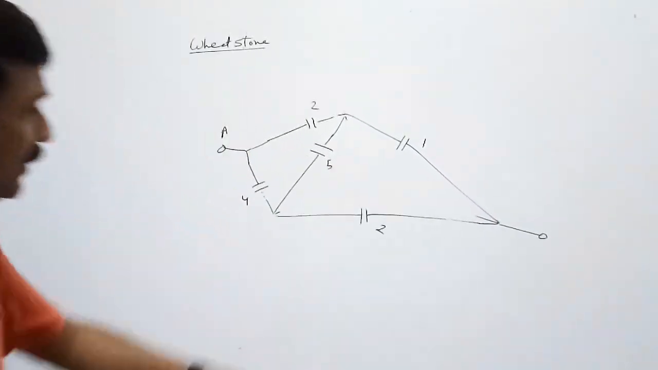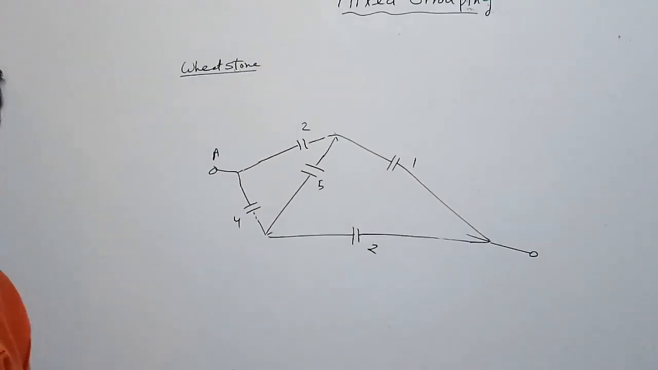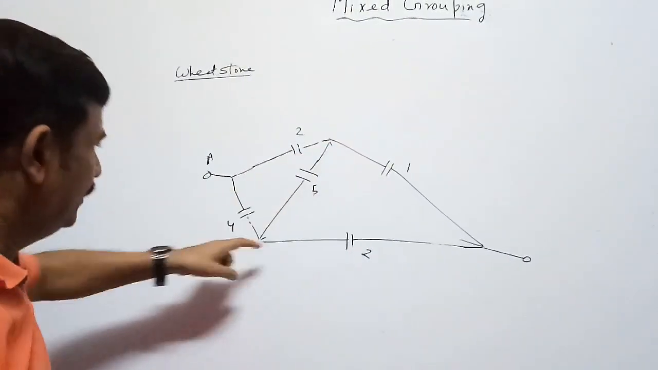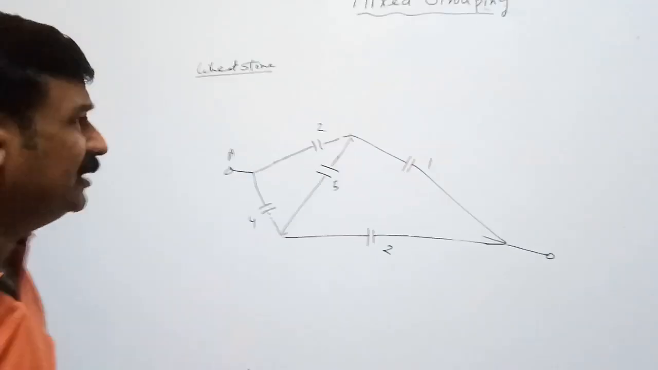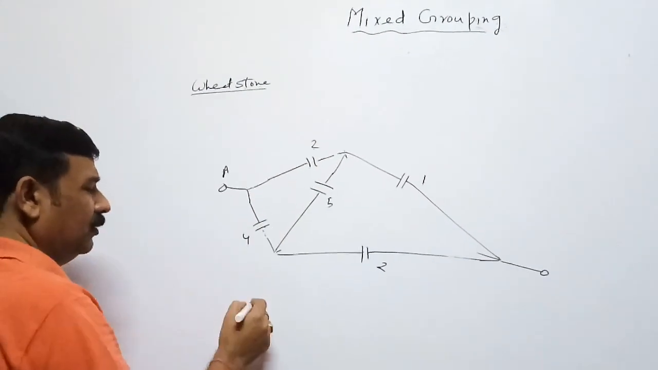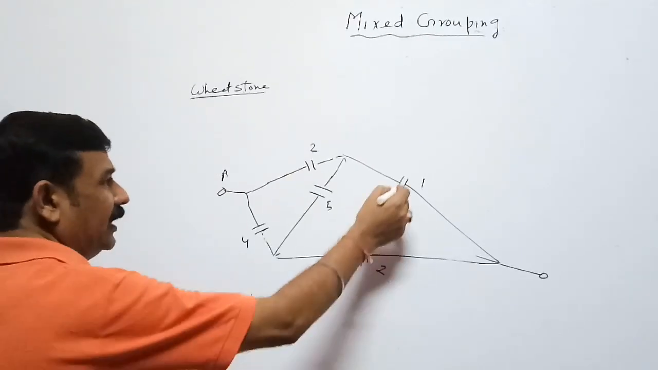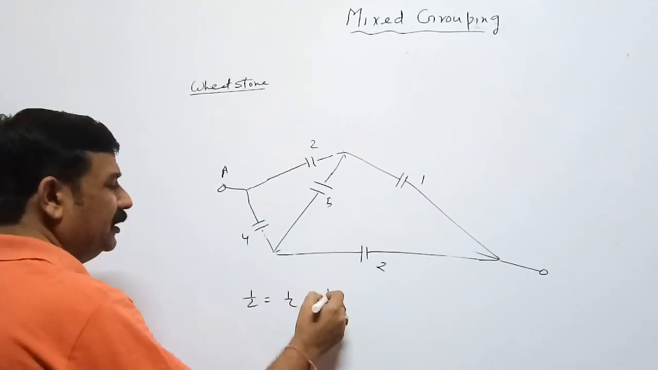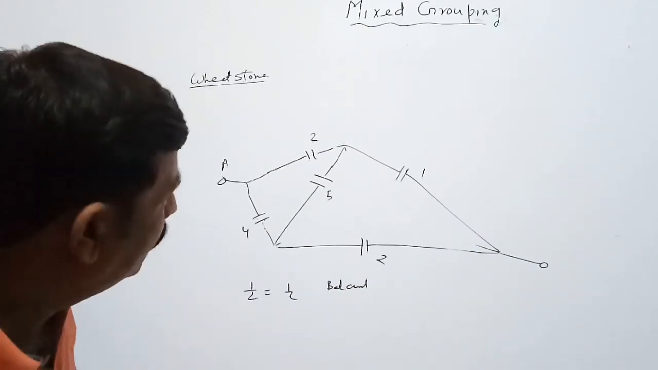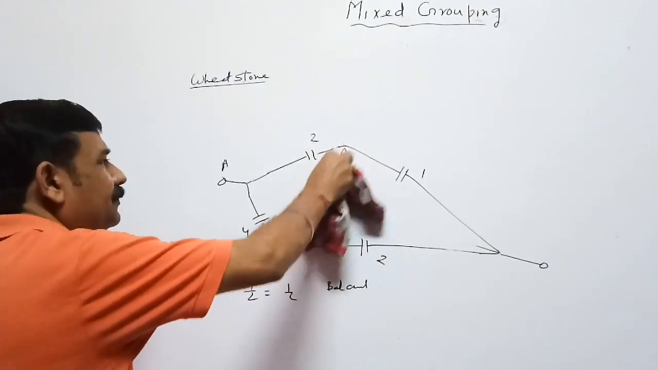Now, can you say it is a Wheatstone bridge? Yes. Out of 5 capacitors, 4 represent sides, 1 represents the diagonal. Is this bridge balanced or not? Left side arm ratio 2 by 4 means 1 by 2. Right side arm ratio is also 1 by 2. The bridge is balanced. If the bridge is balanced, remove the diagonal branch.